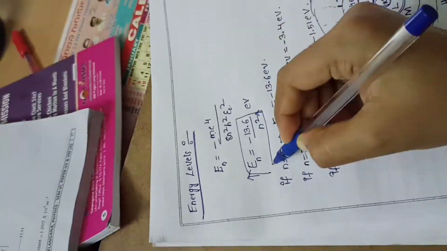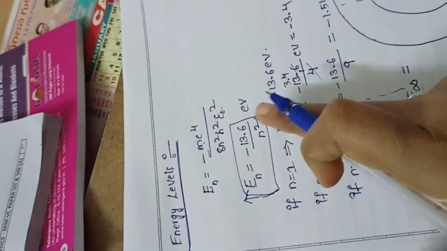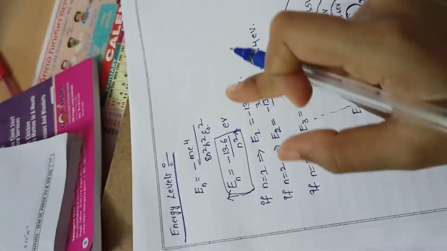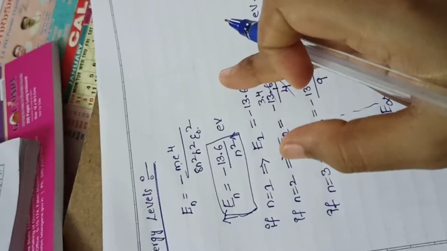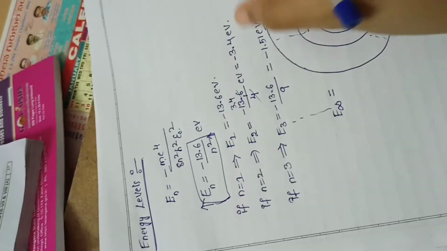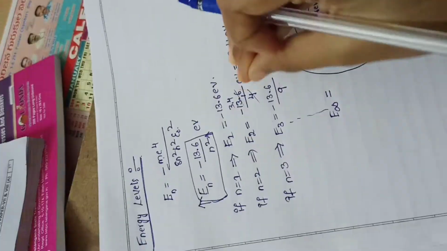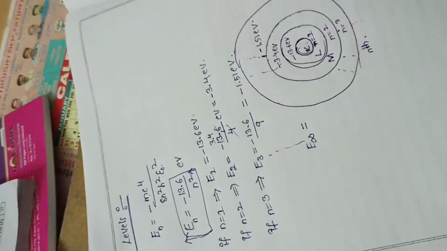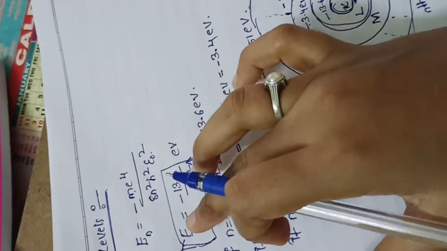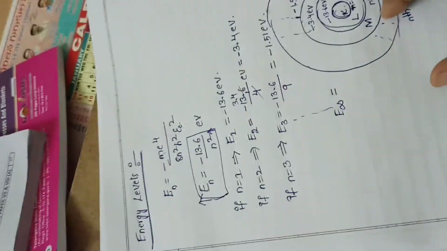So remember this formula, it is very important for MSc entrance purposes, as the question is repeated many times. The question is: if the principal quantum number is increasing, what happens to the energy? Increasing, decreasing, remains constant, or none? As n is increasing, energy is also increasing. This is the answer.